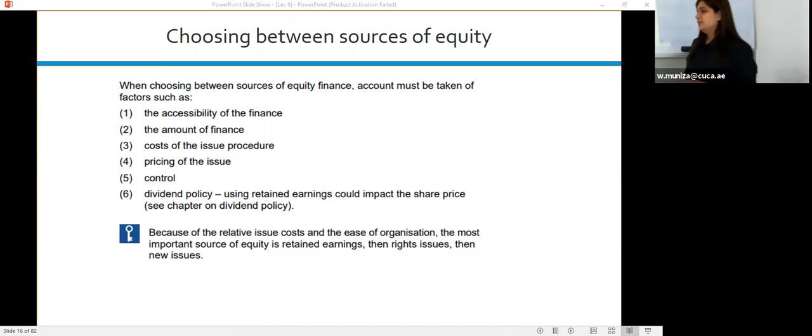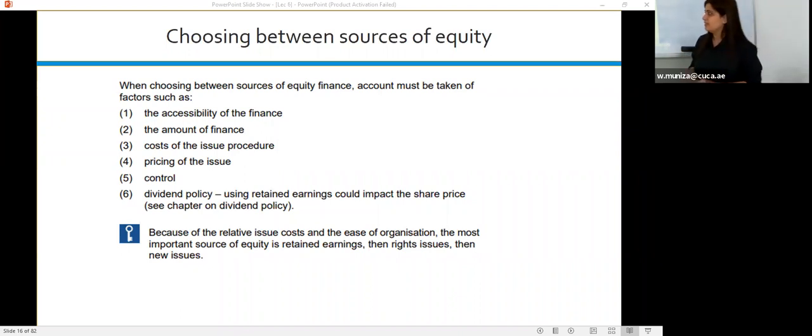Then control. There can be a dilution of control when the organization is issuing shares to new shareholders. Especially in that case, their control is going to be diluted. The control of the organization is being given to new hands. In the case of rights issue, it is lesser. In the case of retained earnings, it's not there.